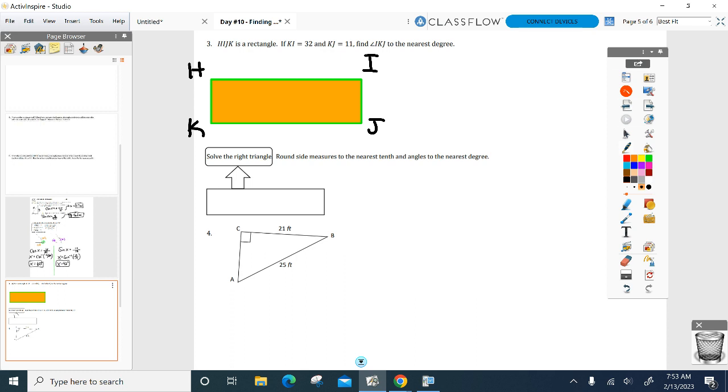All right, KI, 32. That's a diagonal. And what else do I have? KJ, 11. However it is on yours. Find angle IKJ. Everyone locate that angle for me, IKJ.